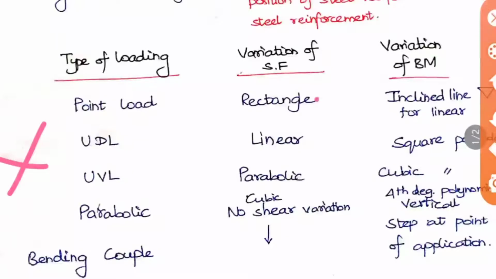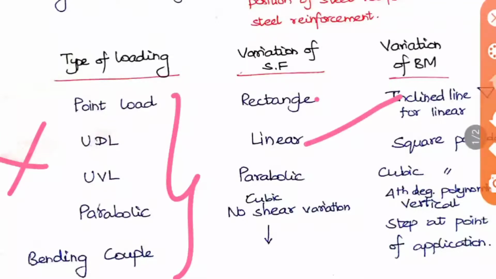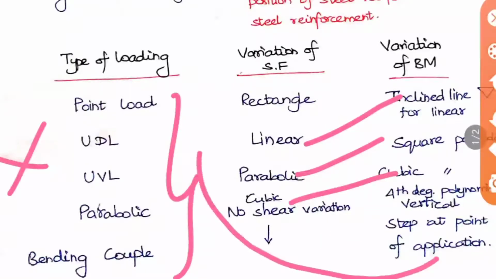The first point is rectangle. First you remember all these 5, that is point load, UDL, UVL, parabolic and bending couple. Then rectangle, then these both will be linear, then these both will be square parabolic, then these both will be cubic parabolic, and these both will not be the same. And the last point is step at the point, which is again similar to the rectangular only. So you can just remember it like this so that it will be easy for you.